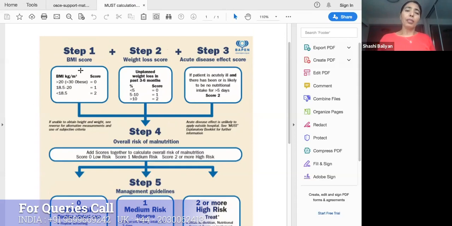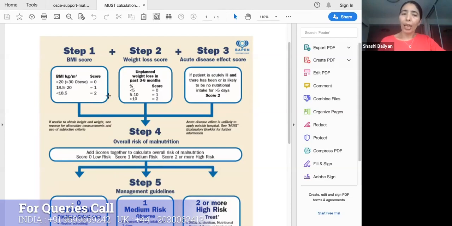So this is how you can calculate a MUST score. A MUST score has 3 steps to calculate: one is your BMI, then weight loss, and then the acute disease effect score. Say, for example, if your BMI is more than 20, then you will get a score of 0. But if it is between 18.5 and 20, you will get a score of 1. And if it is less than 18.5, you get a score of 2.